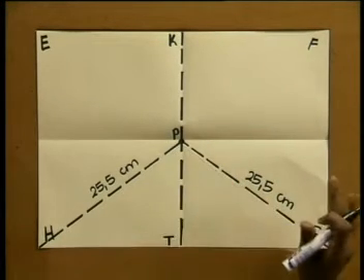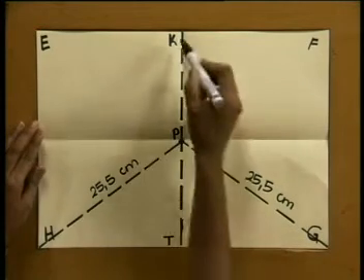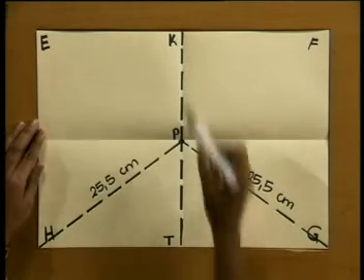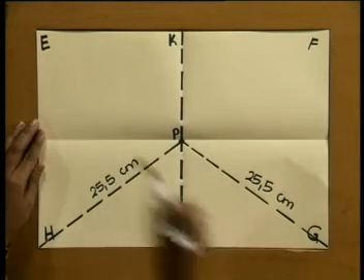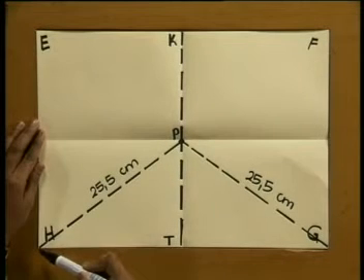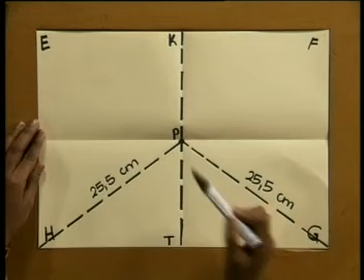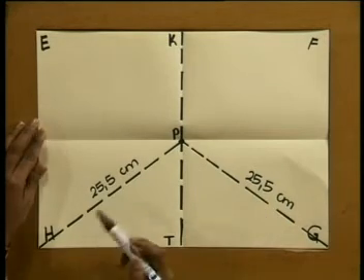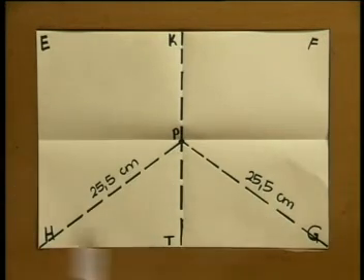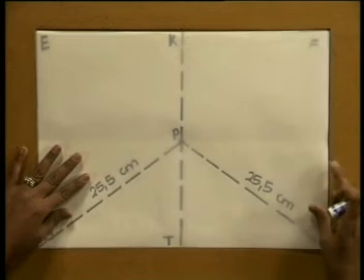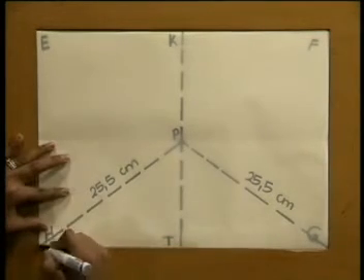Now before we cut out our model, have a look at this line KPT. We know that this is the line of symmetry for rectangle EFGH. But now, do you think that PT will be the line of symmetry for triangle PGH? I will use my tracing paper to trace out the triangle that we have.